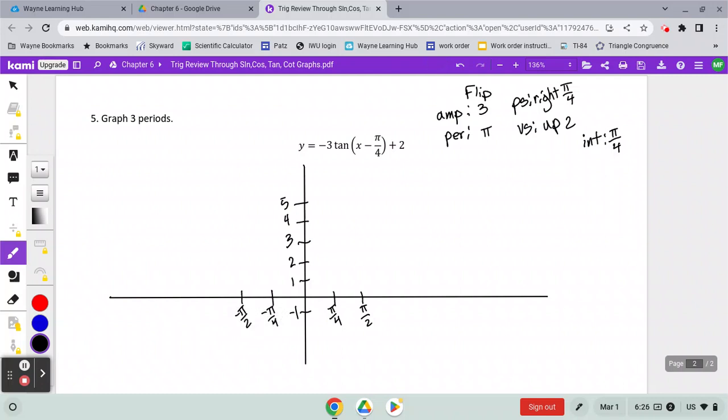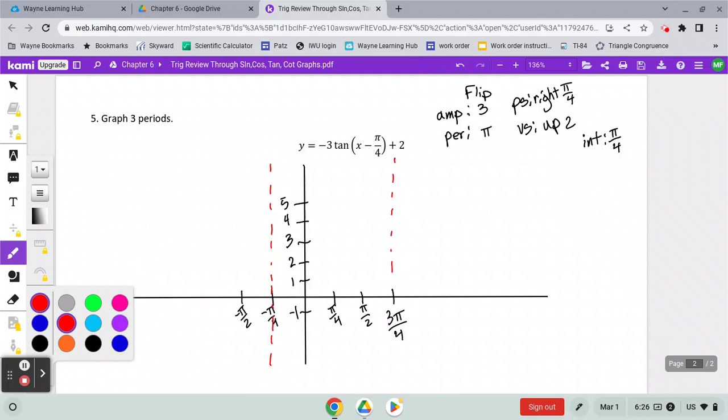Okay, now normally we're going to go there. However, we are shifting it right pi over 4. So let's put another mark here. 3 pi over 4, if we think about it. We shifted it to the right. So our asymptotes normally come down here at negative pi over 2 and pi over 2. This time, it's going to be at negative pi over 4 and 3 pi over 4. If you think about it, they're still 1 pi apart, which is good. That's 1 period apart. Okay.